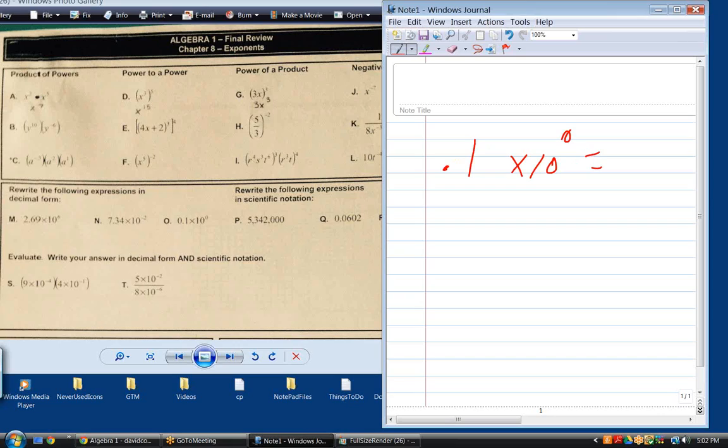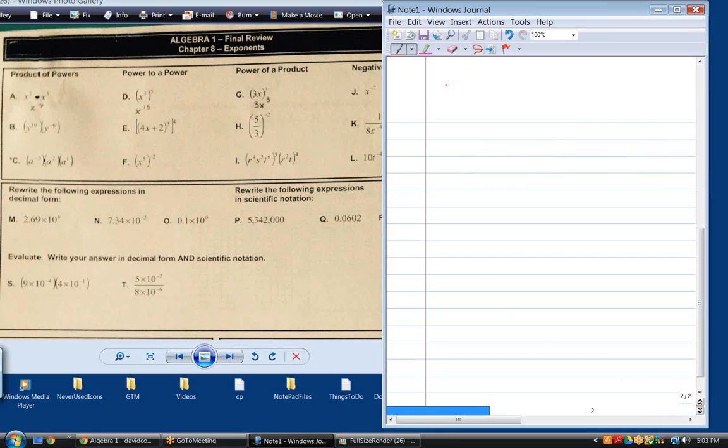That would just be 1 or 10. What's 10 to the 0th equal to? 10. No? 10 to the 1 is 10. Remember, anything to the 0th power is 1. Oh, okay, I remember that now. So that's equal to 0.1. All right, the next one.